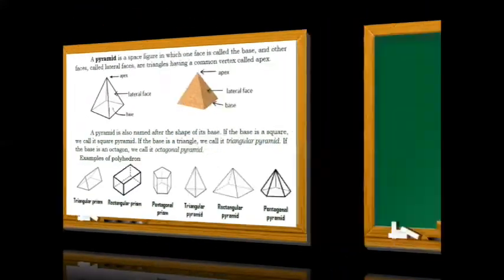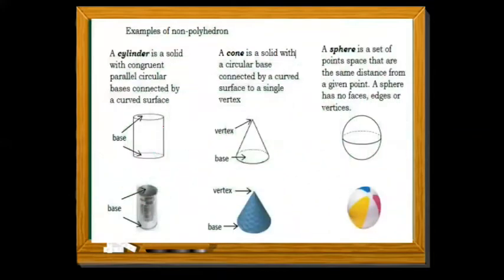Alright? So now let's proceed with examples of non-polyhedron. Yan, ito yung mga non-polyhedron. Like cylinder, cone, and sphere. So napansin natin, hindi sila mga polygons. Ibig sabihin wala silang number of sides. Parang circle lang sila, ganon.